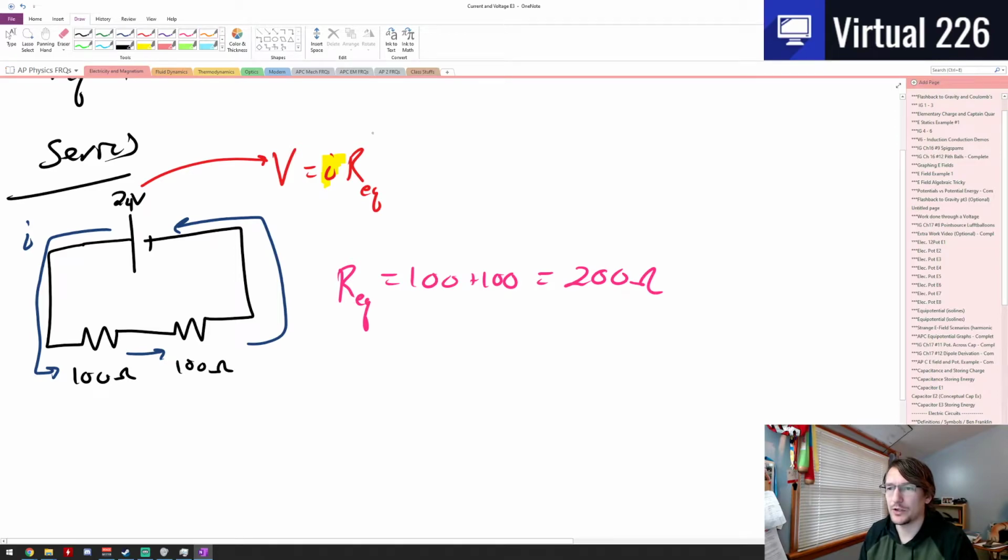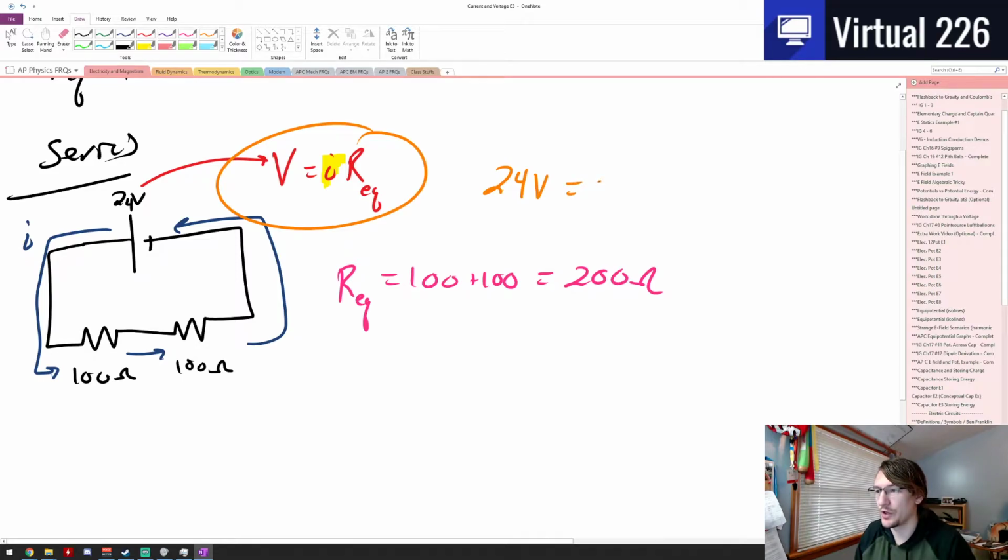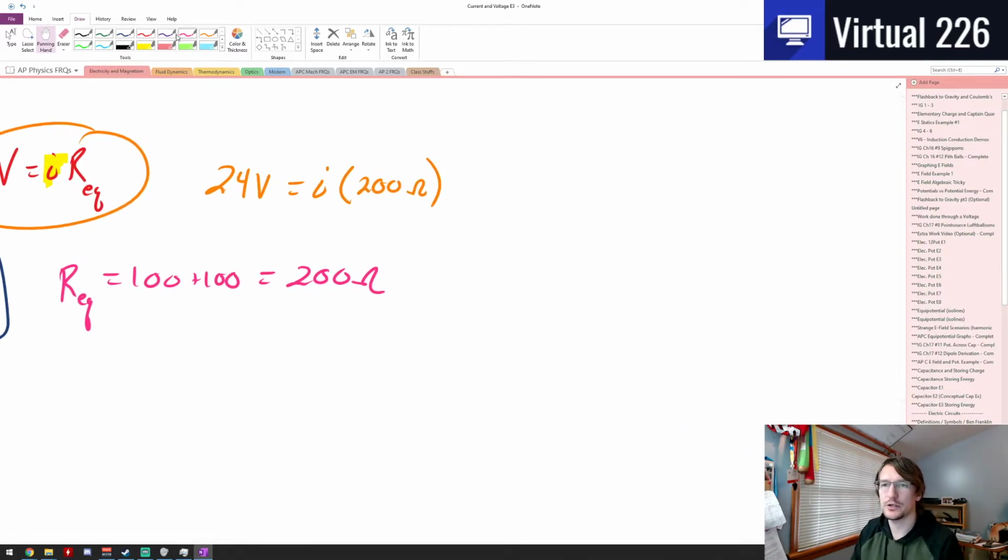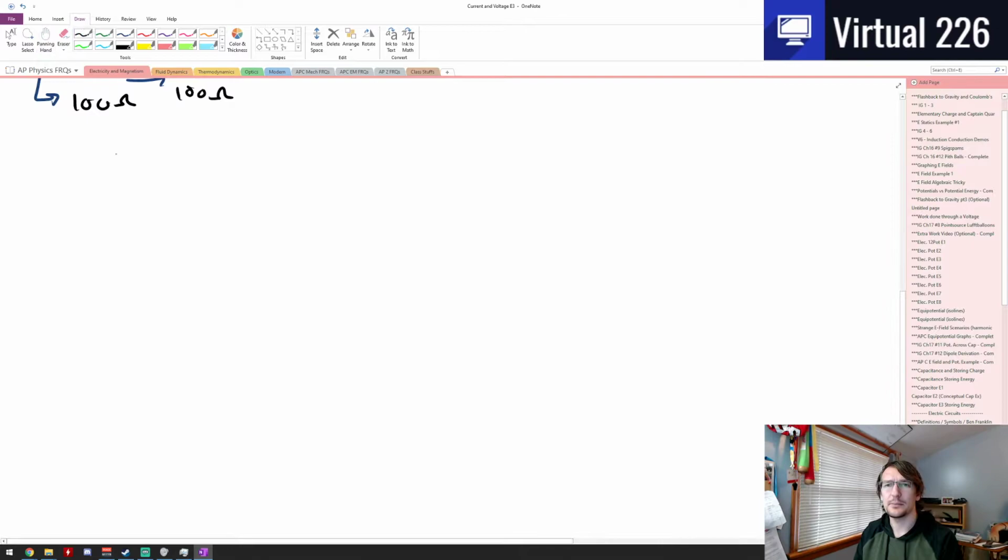Now if we go back and we use our Ohm's law equation, we can say that 24 volts for the entire circuit equals the current through this entire circuit, the total current, multiplied by the 200 ohms we just found equivalent. If we divide 24 by 200, we will quickly find that the current in our system is going to be 0.12 amps. So that one wasn't bad, right? We found the equivalent resistance. We were able to find amps through Ohm's law. Pretty straightforward. Let's go now and look at the parallel setup.